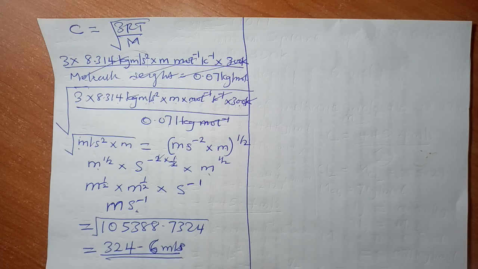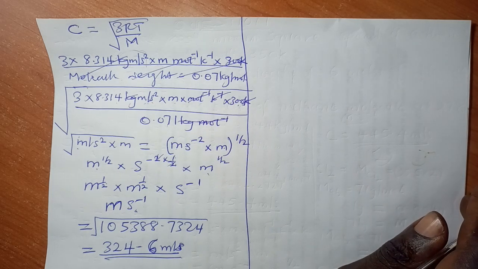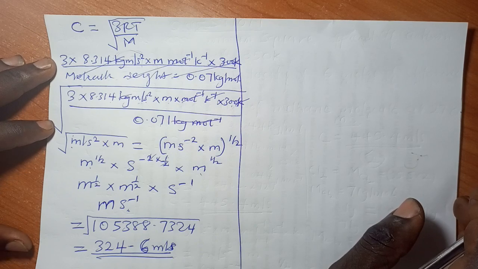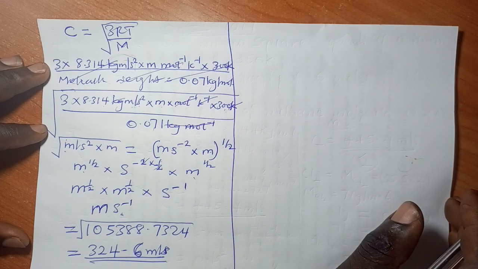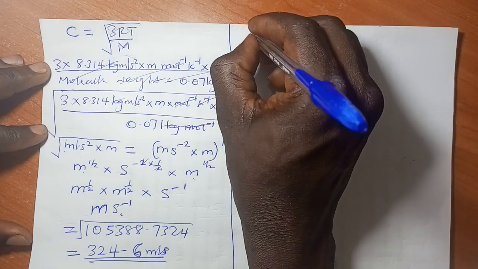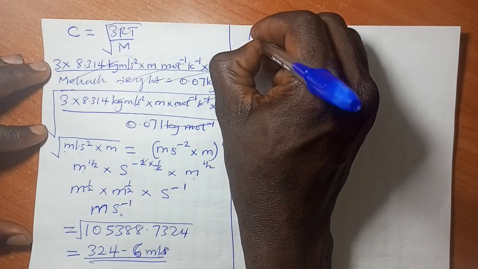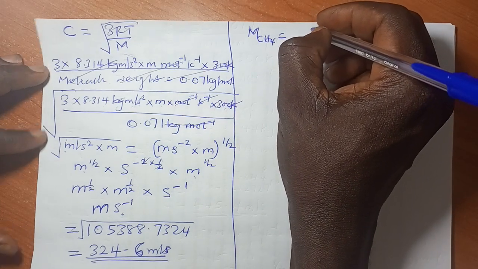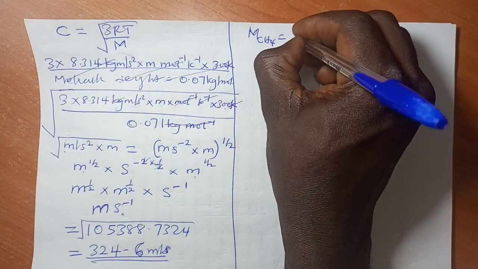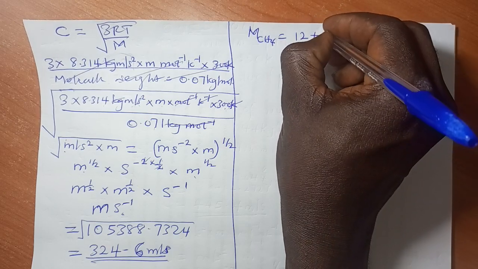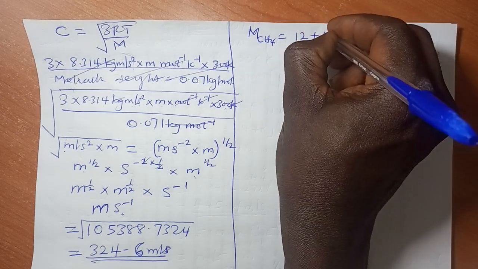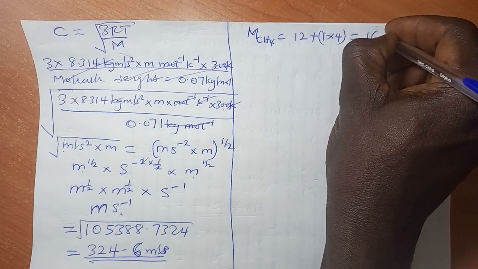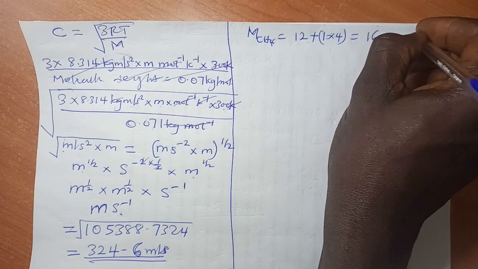I hope you understand. Then let's take question number 3 from the question. In question number 3, we have to look for the root mean square speed of methane molecule. Let's look for the molecular formula of methane. Methane is CH4. So with that, you are going to have carbon is 12 plus hydrogen is 1 times 4. So you have 12 plus 4, which is 16 gram per mole.